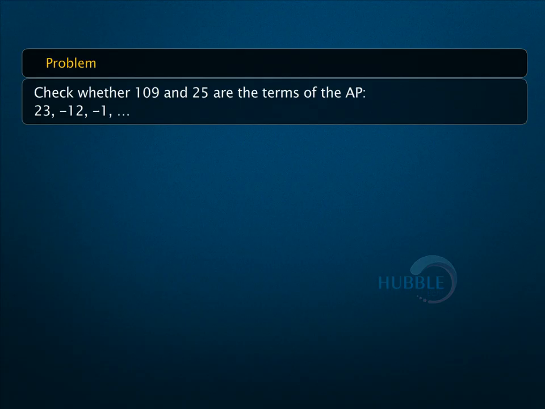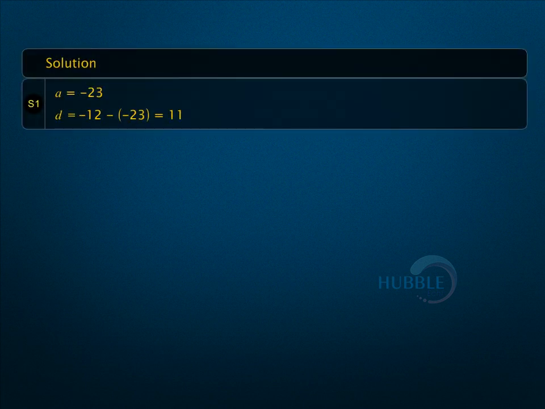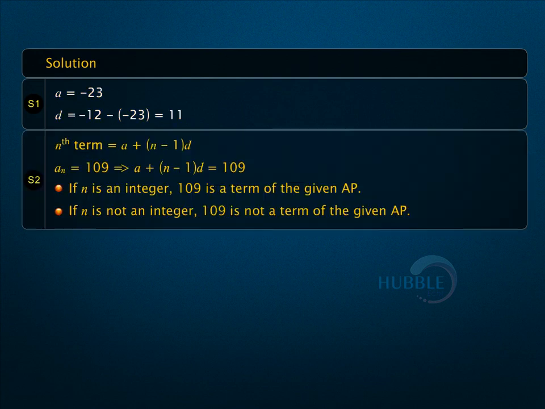Check whether 109 and 25 are the terms of the given arithmetic progression. We write the value of a and find the common difference of the given AP. Next, to find whether 109 is a term of the given arithmetic progression, we consider 109 as an. If the value of n is an integer, then we can say that 109 is a term of the given AP. Otherwise, we say that 109 is not a term of the given AP.